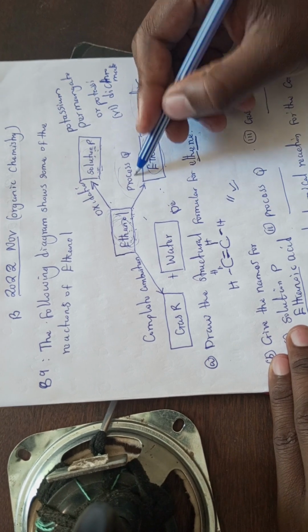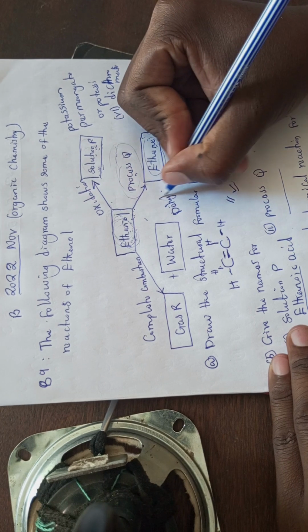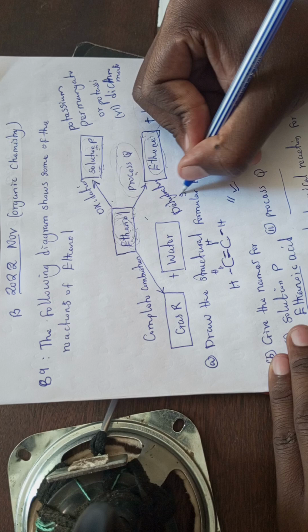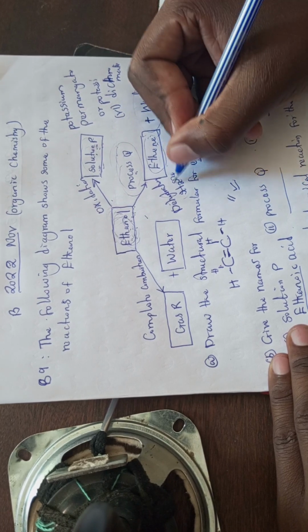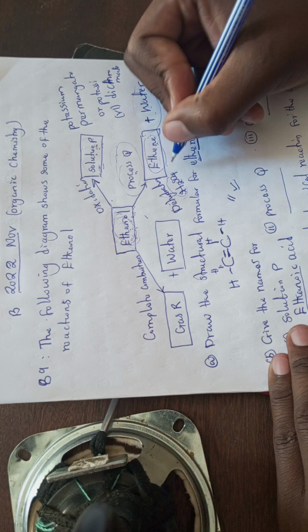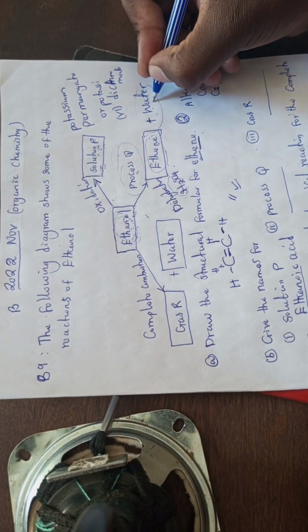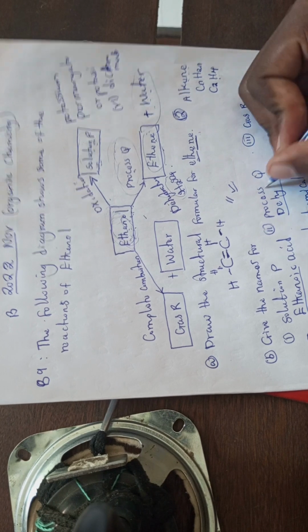So ethanol undergoes the process called dehydration in the presence of what? Sulfuric acid, which acts as a drying agent. In this case, it's going to produce ethene and water. So process Q is what's called dehydration.